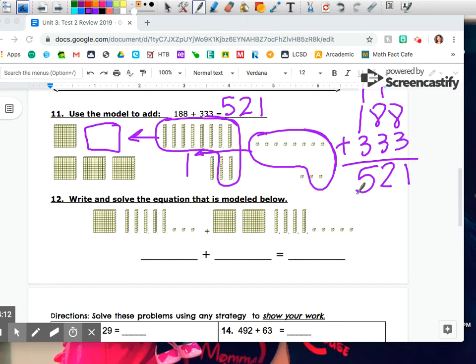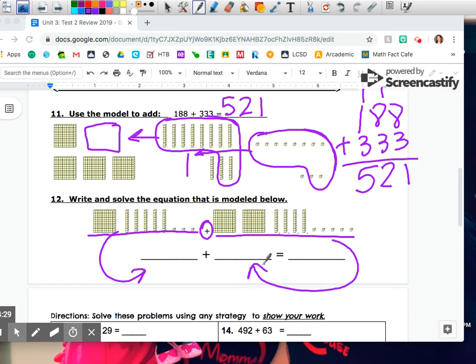Any of the strategies worked to check their work. Then they were asked to write and solve the equation that is modeled. Several of them got confused. This one is going to be my first add-in, and I had reminded them to circle their addition sign. This is going to be my second add-in.